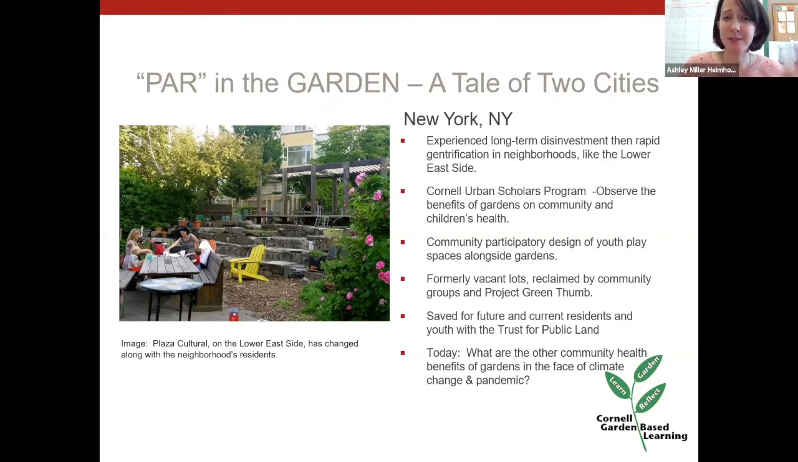Many of them had been developed when the city, in that part of the city particularly, had long-term disinvestment. There was a large movement of guerrilla gardeners. Really, Project Green Thumb originated in New York City with some of these thriving gardens in vacant lots in the Lower East Side. And again, now there's this pressure for development in this part of the city and throughout the city for many of the gardening spaces.